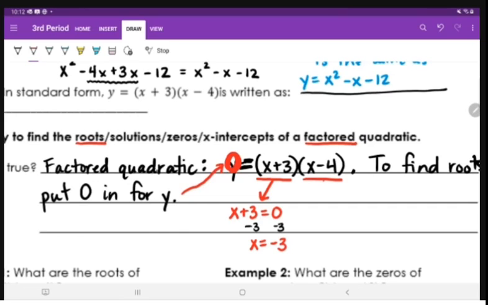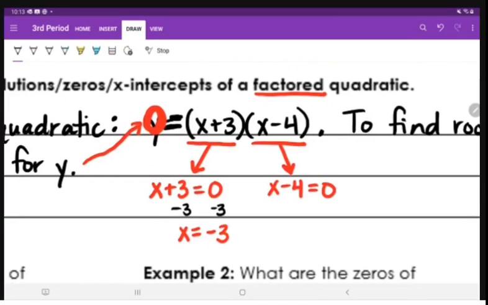Or it could be our second factor that's equal to 0. So we would write this one as x minus 4 is equal to 0. For this to be true, what would x have to be? Well, to get x by itself on one side, we would add 4 to both sides, and you'd end up with x equals positive 4. These two answers right here, these are our roots. You get two roots, x equals negative 3 and x equals 4.